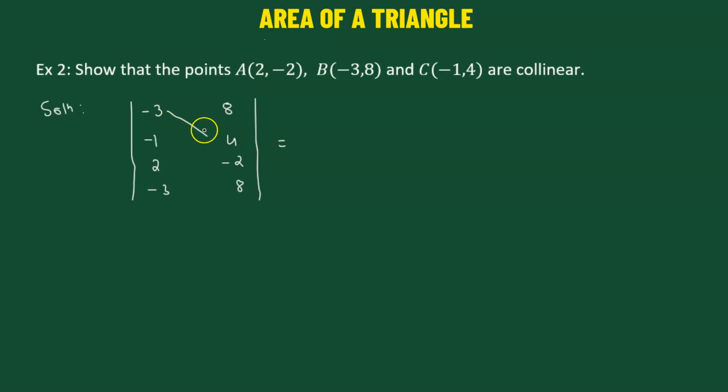First, we'll multiply -3 with 4. So -3 times 4, that's going to be -12. Added to -1 times -2. So that's going to be +2. Added to 2 times 8. So that's going to be 16. So from here, we're going to subtract -1 multiplied by +8. So that's going to be -8. Added to it will be 2 times +4, so that's simply +8. And then added to it will be -3 multiplied by -2, which is +6.